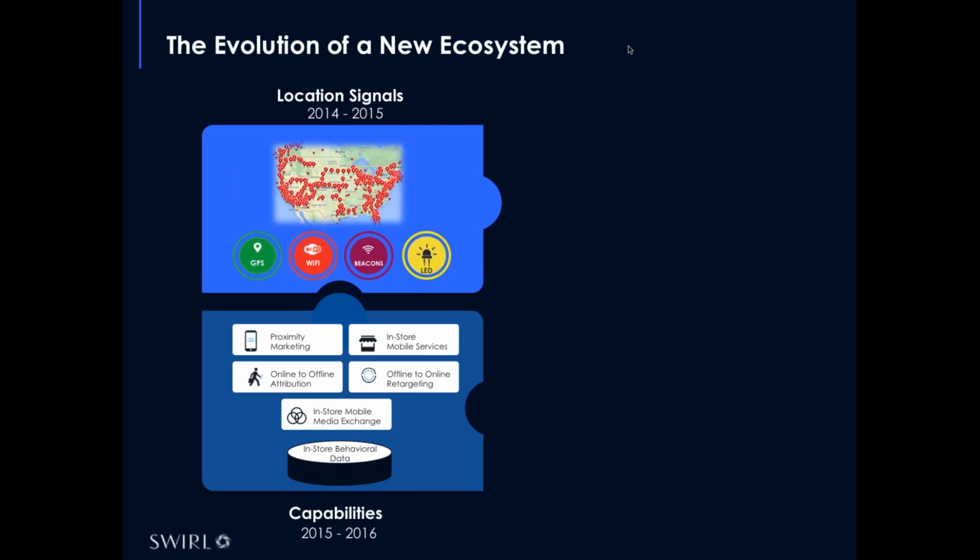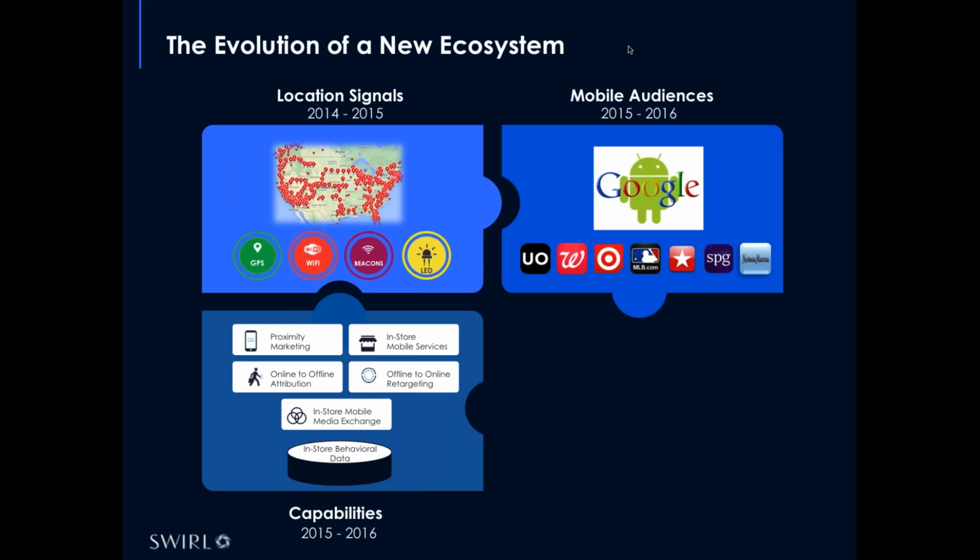It's creating things like in-store mobile services. So lighting up services that they may already have in their mobile app or in their store and making consumers aware of them. It's online to offline attribution and offline to online retargeting. And it's also extending this to some of their brand partners so that the brand products that they're selling in their stores, those brands can bring useful content, offers, messages, and services directly to the shoppers in the store.